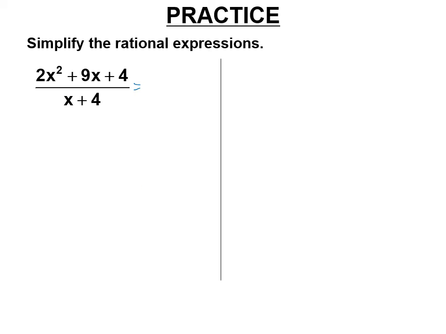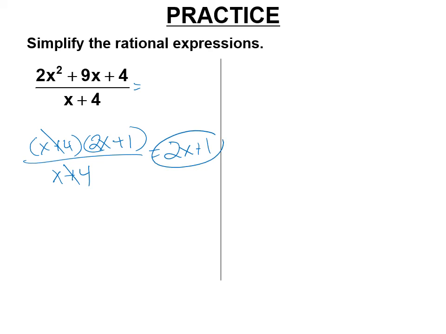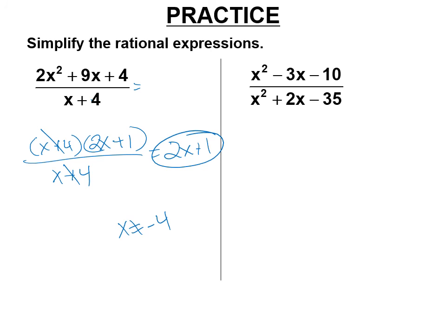All right, so we're looking for an x plus 4 here. And so we can do some canceling, hopefully. And so then this must be 2x plus 1. Does that work? Yes, it does. So the answer to this is 2x plus 1. And if you're asked, x can't equal negative 4, because that will make the denominator equal to 0, and the whole thing undefined.